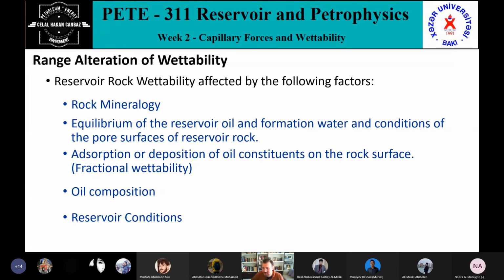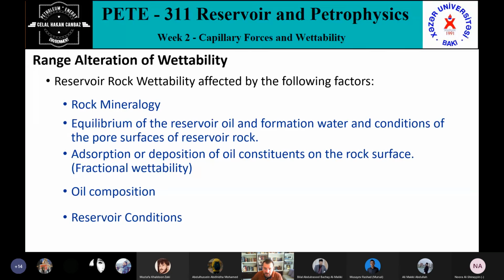Composition determines the solubility of the polar components. For example, a crude oil which has a poor solvent for its own surfactants will have a greater propensity to change the wettability compared with one that has a good solvent. Okay, so the oil composition is crucial.